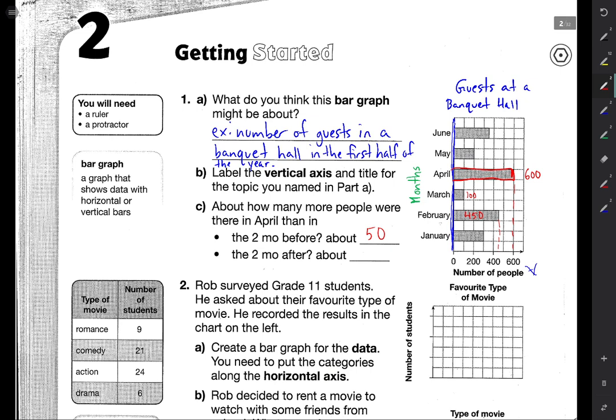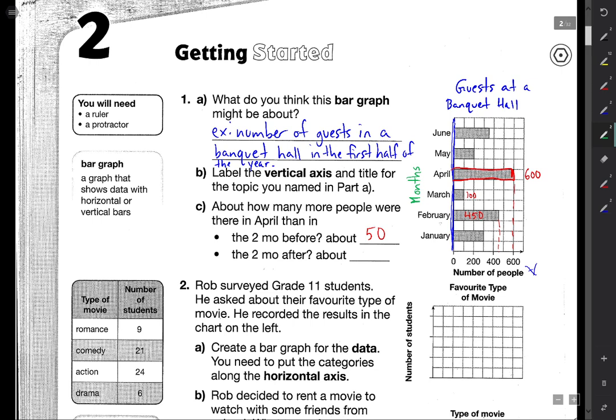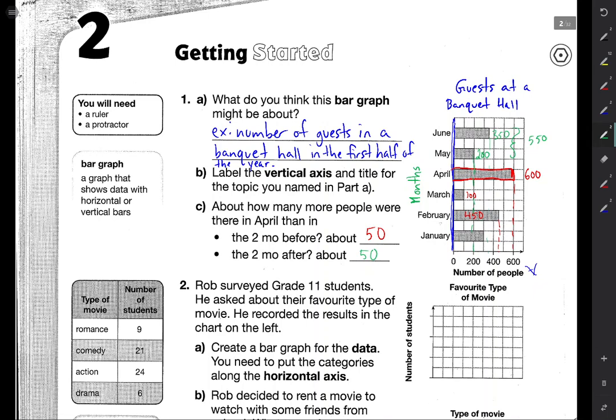Now let's also look at the 2 months after. So let's start off with May. How many people were there in May? Well, if we follow this line all the way down here, it leads us to 200. And in June, follow that all the way down here, that brings us to 350. So let's add these two amounts together. 200 plus 350 brings us to 550 once again. So again, there is a 50-person difference. There was about 50 more people there in April than in the 2 months before and the 2 months after.